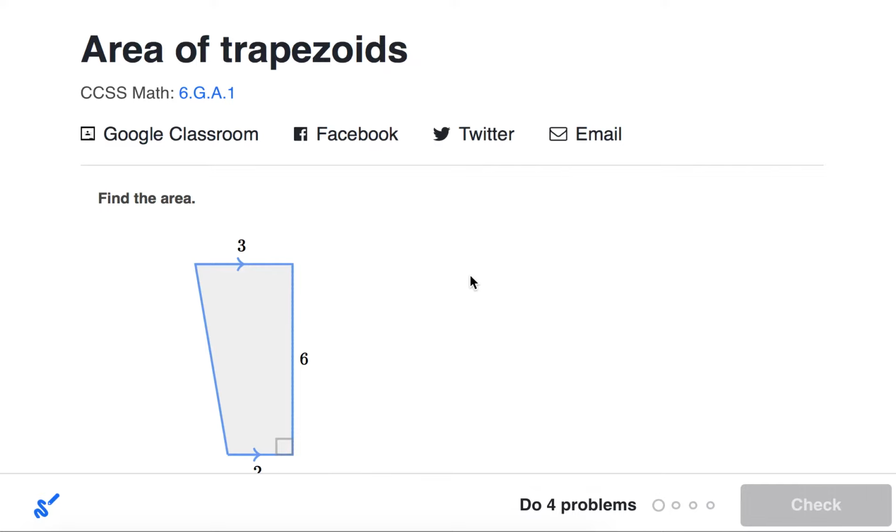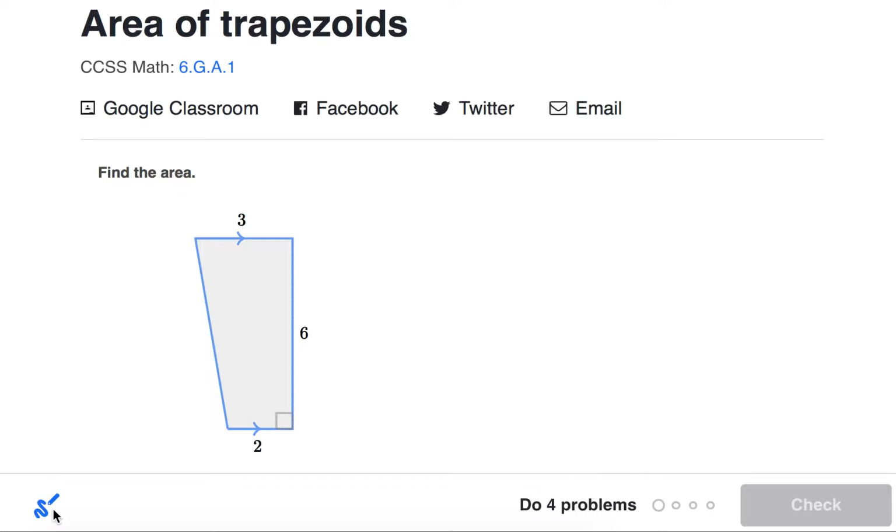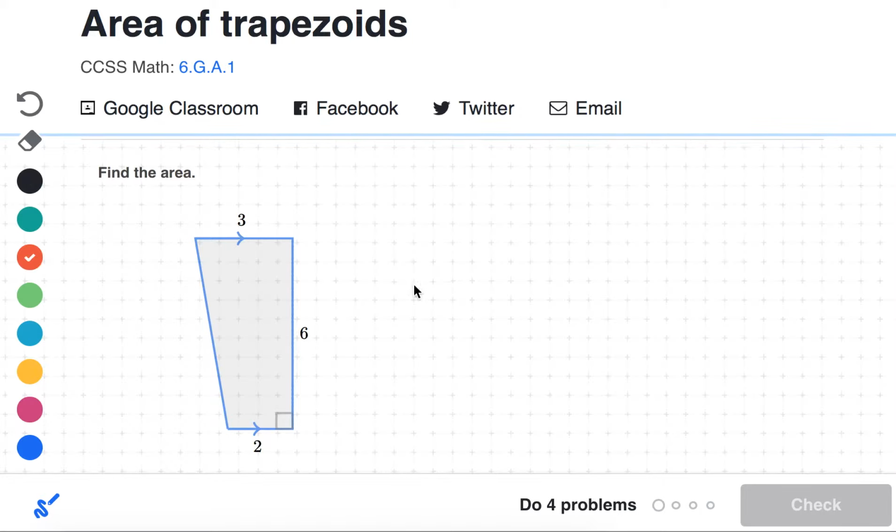In this video, we're going to look at how to find the area of trapezoids on Khan Academy. So to find the area of a trapezoid, we're going to need to average the bases and then multiply by the height. And the reason that makes sense is, let's look at this trapezoid, right?